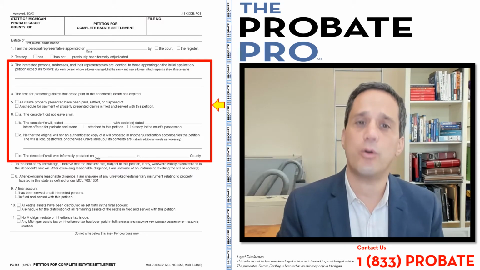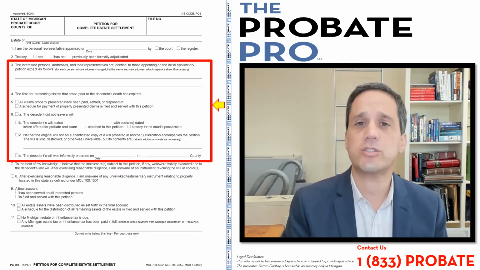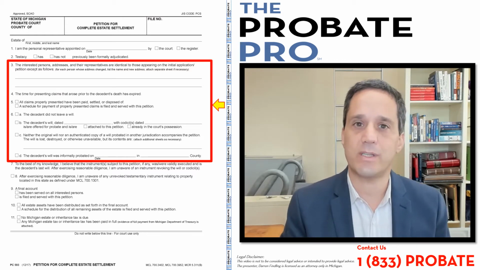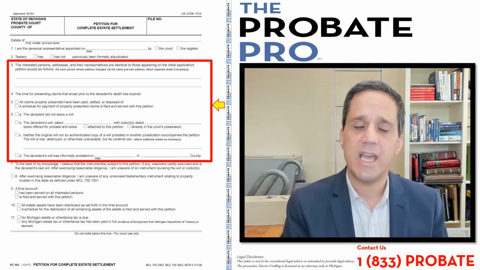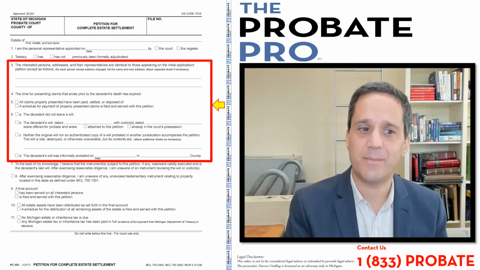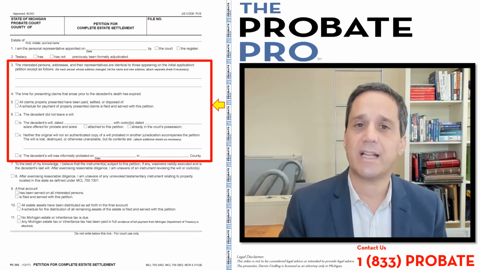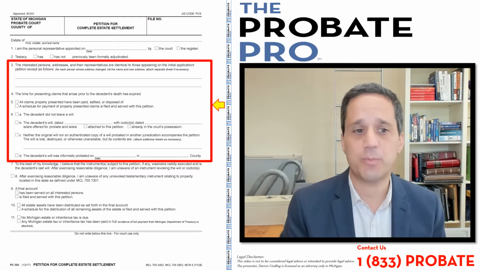And then for unknown creditors, you're going to notice through publication. Now, there are also times where you may not need to give notice this way because the statute of limitations has expired. More than 3 years have passed since the decedent died. So again, you're making an assertion that the time for presenting claims for creditors has now expired.